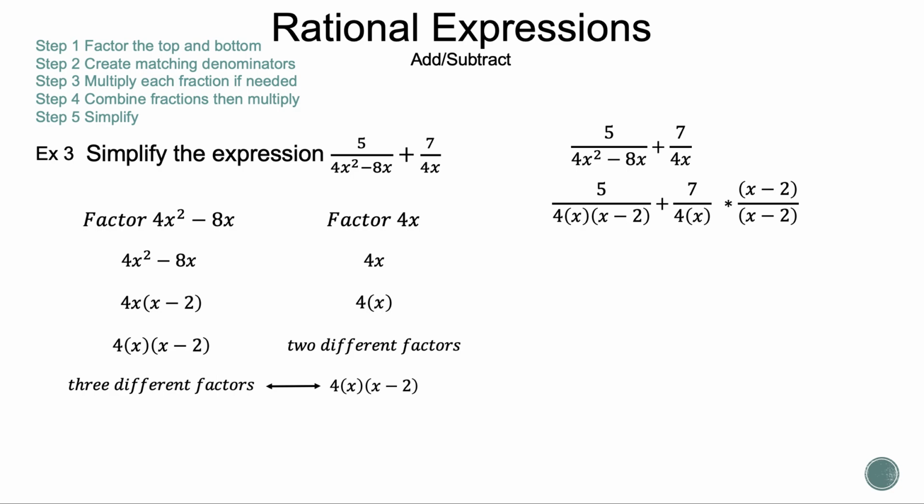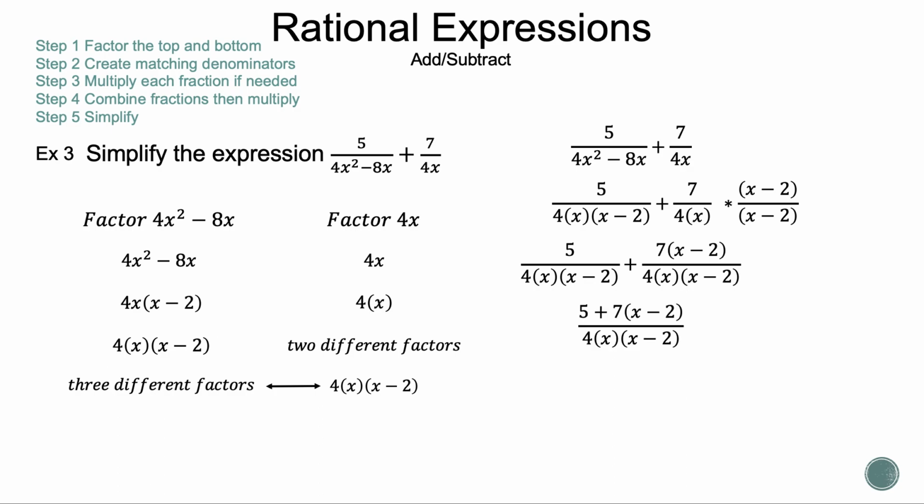Notice how we already rearranged 4x squared minus 8x as 4 times x times the quantity of x minus 2. Now, let's get rid of that multiplication sign and smash those terms together. What do we think is the next step? That's correct. We can combine our fractions since we have a common denominator. Now we can multiply. Let's distribute the 7 to each term inside the parentheses.